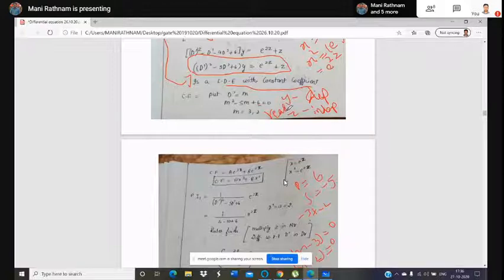So real numbers means how to represent the CF? A e power first root m1 is 3. And here the independent variable is z. So the complementary function should be in terms of z: A e power 3z plus B e power 2z. So complementary function CF equal to that. And you know that e power z is x. So e power 2z gives x square, and e power 3z gives x cube.